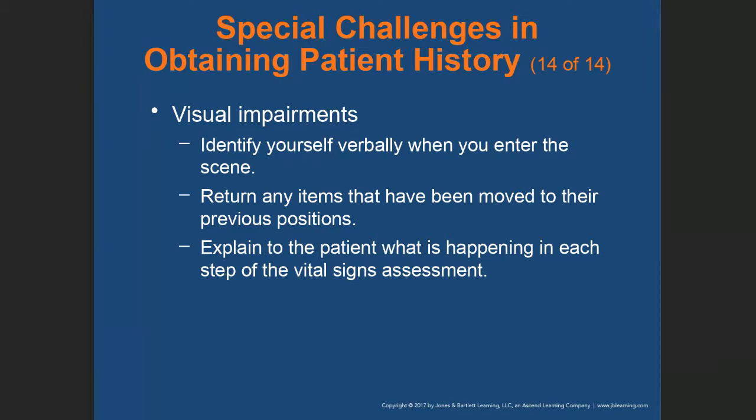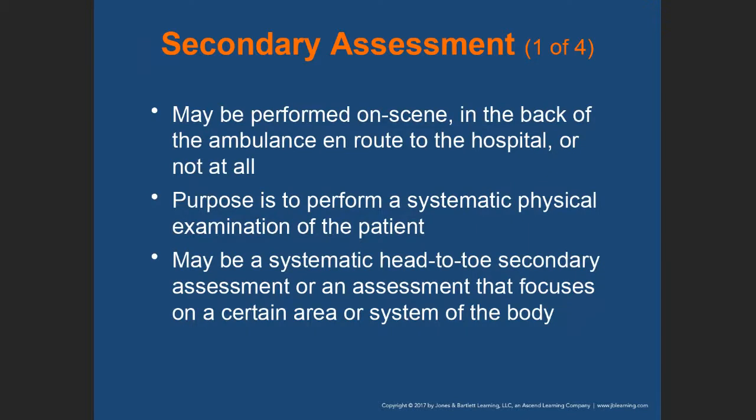Explain to the patient what is happening in each step of the vital signs assessment. And that would be your history taking. Now, the next phase, so we have looked at scene size up, we have looked at primary assessment, we have looked at history taking, which focuses on the chief complaint. We will be using the OPQRST and the SAMPLE history, or AMPLE history. And of course, we have to consider the various types of patients that can have communication challenges as it relates to us as EMS providers.